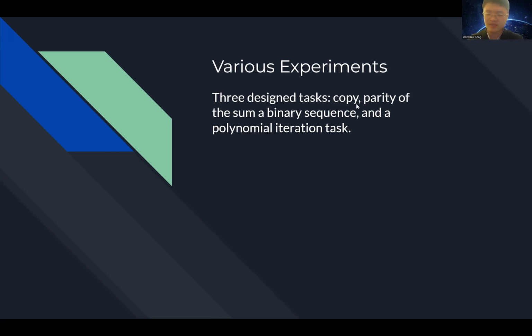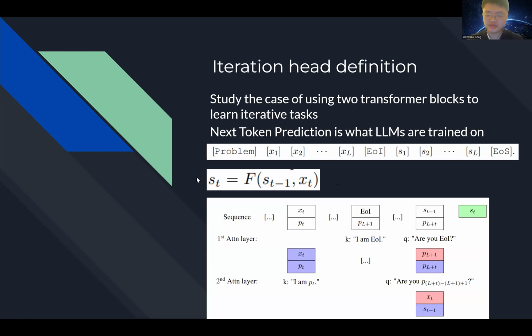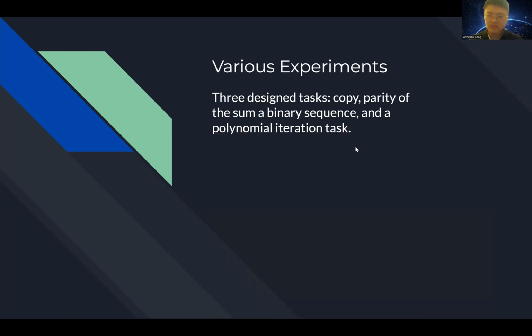So the copy task, if we go back to this iteration formula, just makes sure that the next state equals the previous state. So it just copies it to the next one. And the parity of the sum of a binary sequence is also easy to understand. This iteration task wants to calculate the final parity of the sum of this sequence.